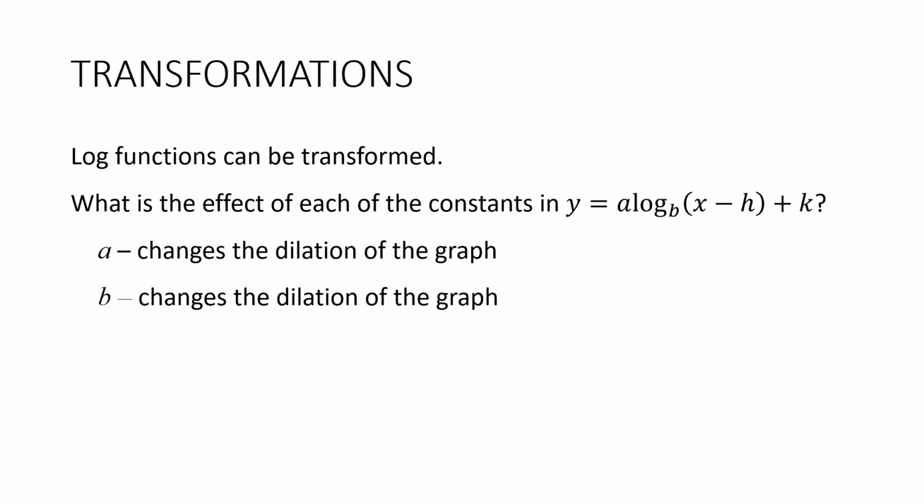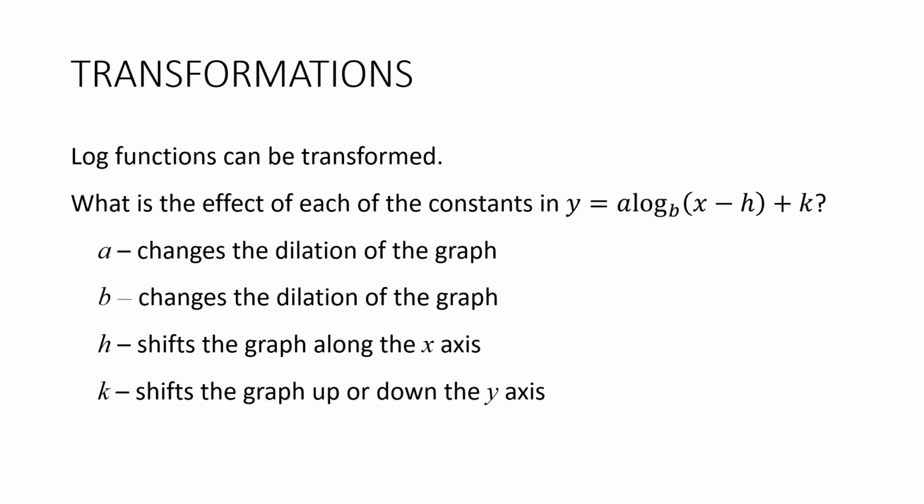So both changing the base and putting in a different number out the front is going to change the steepness of the graph. Now, if I bracket a number with the x, that's going to cause a horizontal shift. And if I add or subtract a number from the end of the graph, that's going to cause a vertical shift.